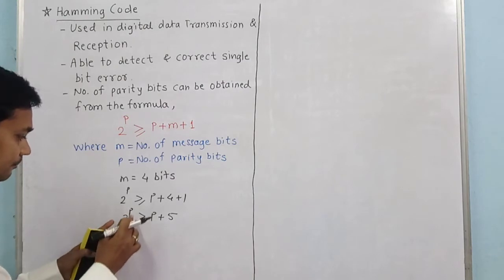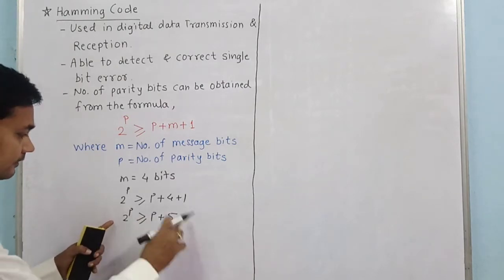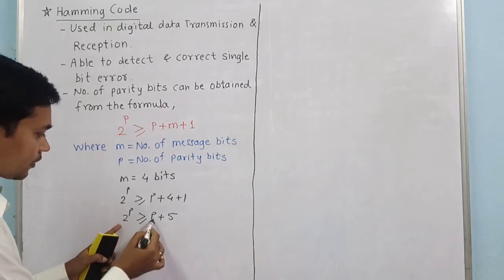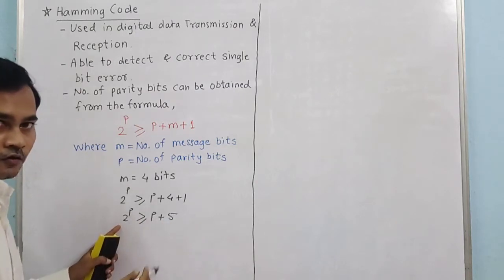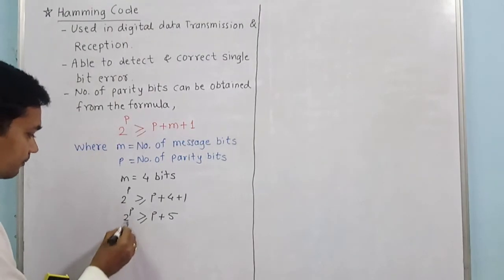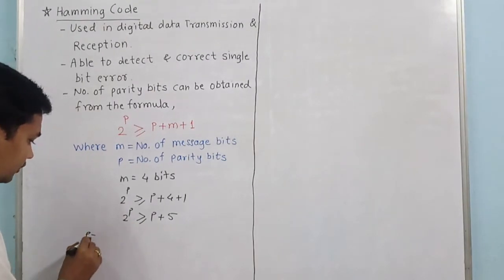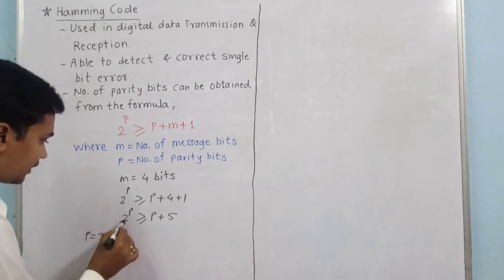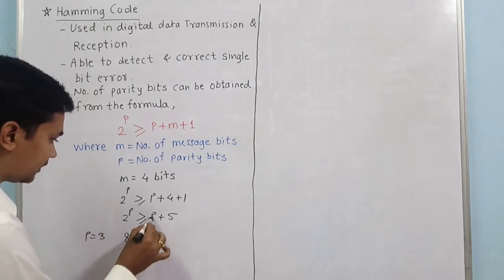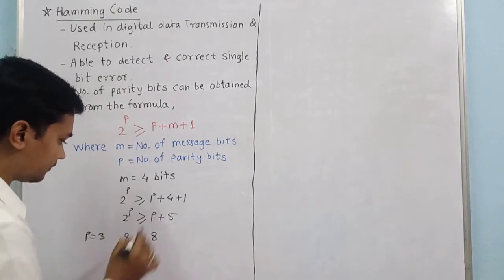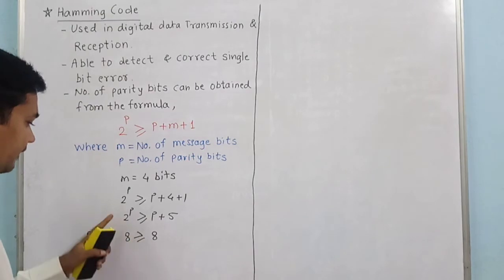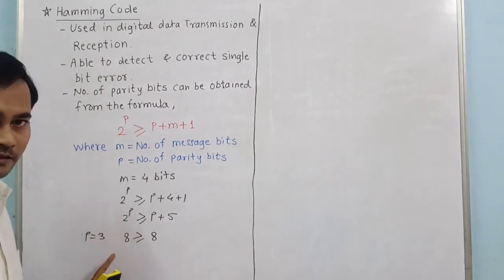If I place p equal to 2, then this equation will not be satisfied, because 4 is not greater than or equal to 2 plus 5, that is 7. So to make it satisfied, if I place p equal to 3, then what will happen? 2 raised to 3 is equal to 8, greater than or equal to 3 plus 5, which is equal to 8. This way the equation is satisfied with the value p equal to 3.